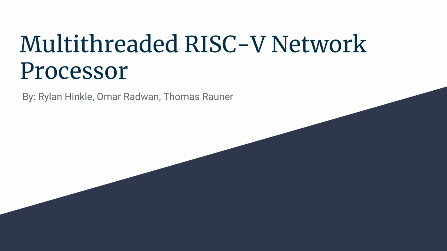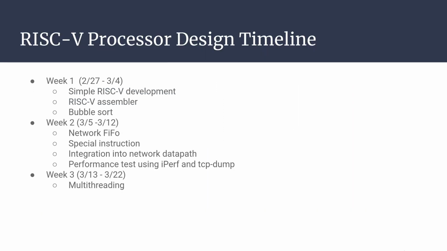I'm Omar, and in this video we'll be giving a progress update and performing a demo of our custom multi-threaded RISC-V network processor. We had a 3-week timeline for our RISC-V processor design. In the first week, we implemented a RISC-V ISA onto our 5-stage pipeline processor. From there, we also created a RISC-V assembler, and then to verify that everything worked, we ran bubble sort on hardware.